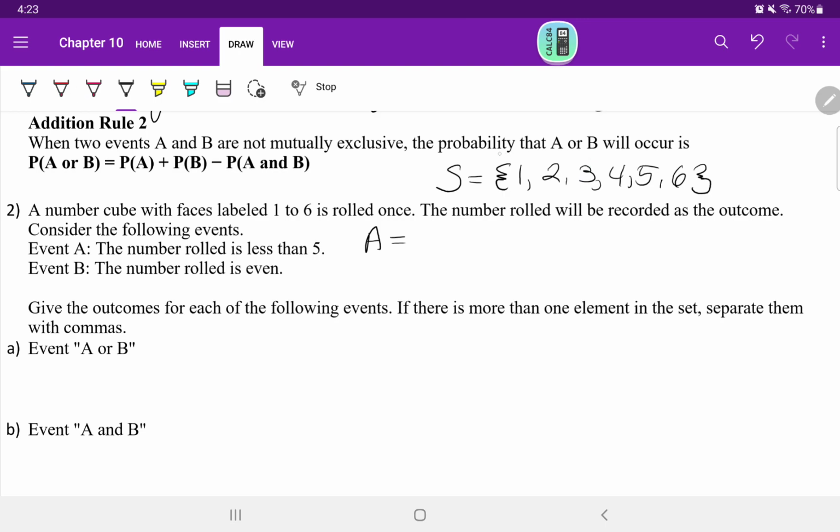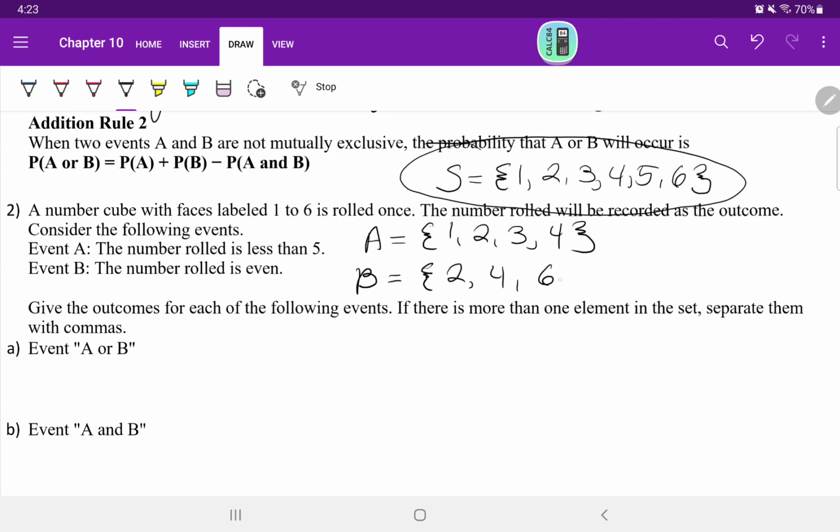Out of the 6 numbers that are listed in this sample space, there are 4 numbers that are less than 5. And those numbers are going to be 1, 2, 3, and 4. For the next one, the number rolled is even. Out of the 6 options that are listed there, we have 3 even numbers, which is 2, 4, and 6.